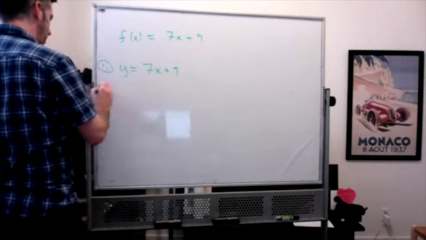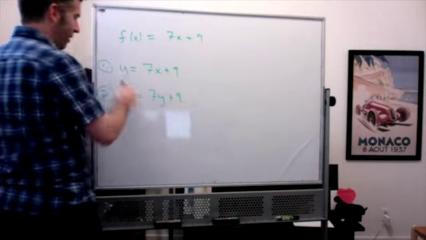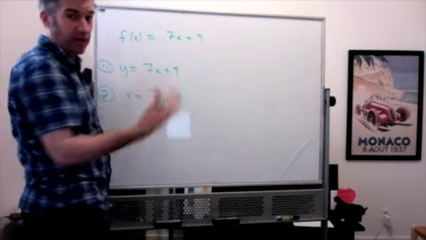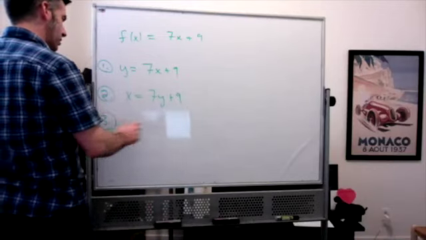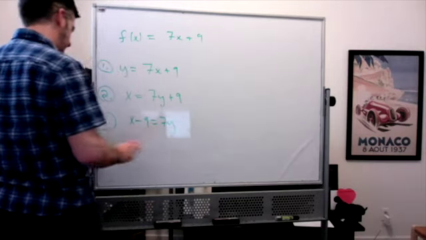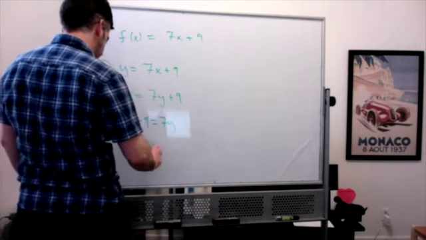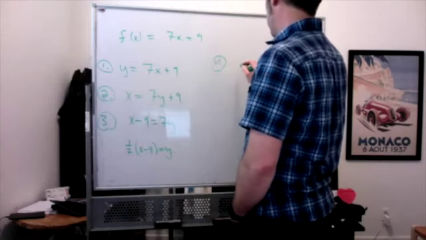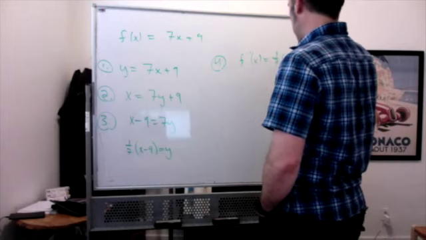I'm going to rewrite it, interchanging x and y. All y's become x's. There should only be one y becoming one x. All x's, which there can be more than one x, should become y. Solve for y. So subtract 9: x minus 9 equals 7y. Divide by 7, or multiply by 1/7: 1/7 times (x minus 9) equals y. And then finally, write it as the inverse. So the inverse is f inverse of x equals 1/7 times (x minus 9).